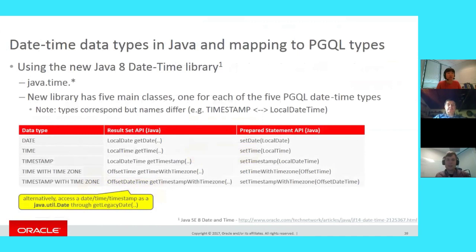This just goes over the datetime data types. Whenever you go back to Java, these datetime data types in PGQL become Java classes. Here's just an overview of how the types in PGQL correspond to the types in Java. So a date is called a local date in Java, time is called a local time, etc.